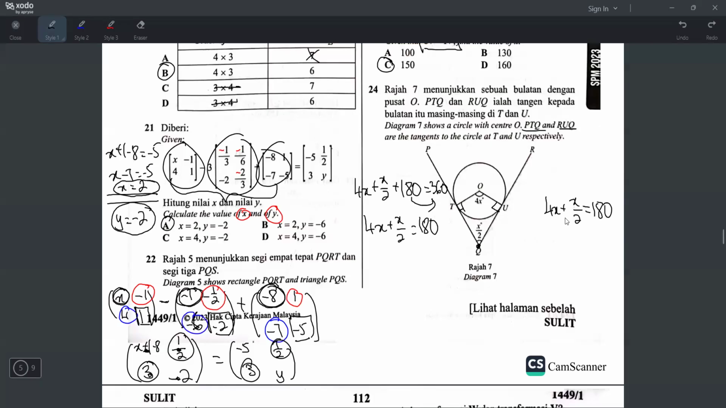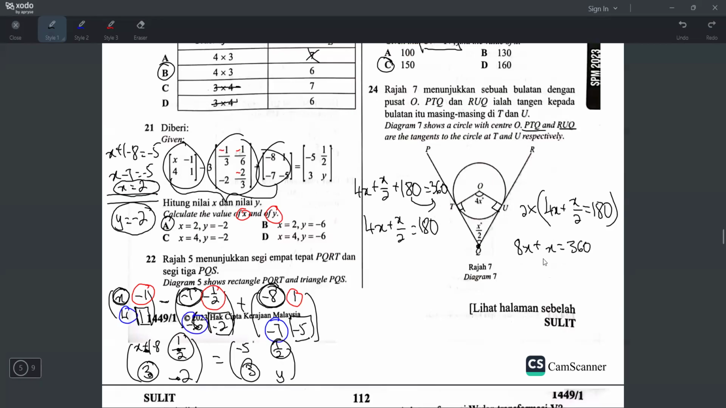Okay, how to find x? Okay, first you can darab 2. Because if you want to matikan fraction, sebab saya nak matikan 2 ni, so I want to get rid of the fraction, so I can darab 2. So everything also I have to darab 2, dapat 8x. Darab 2, the 2 can potong, so tinggal X.